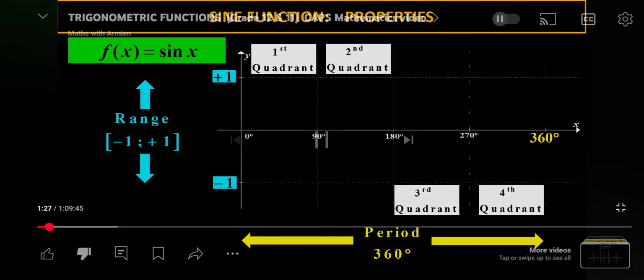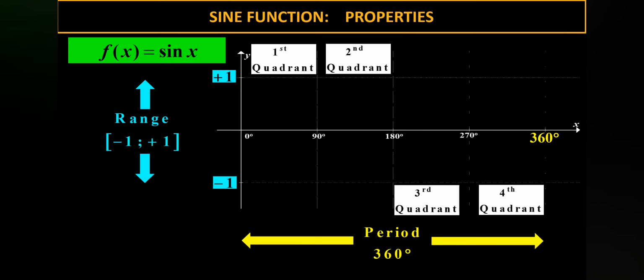The range of the sine function is between -1 and 1, right? So in other words, the function values for sine x will be between -1 and 1. Okay. Now we can plot a few points. Sine of 0 is 0, sine of 90 is 1, sine of 180 is 0, sine of 270 is -1, sine of 360 is 0, right?